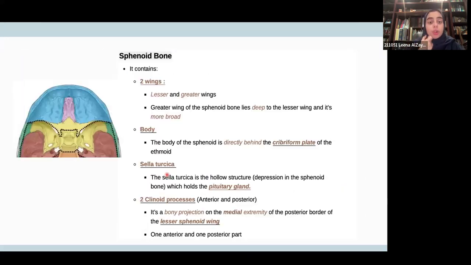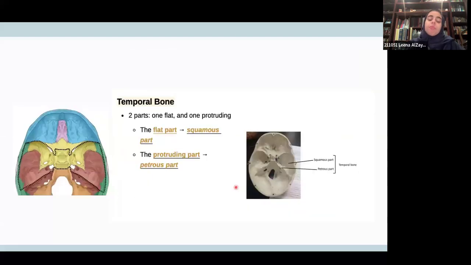Then we have the sphenoid bone, which has two wings. We have a lesser wing and we have a greater wing. We have a body. What's clinically important is that it has the sella turcica, which is kind of a chair for the pituitary gland. It holds the pituitary gland.